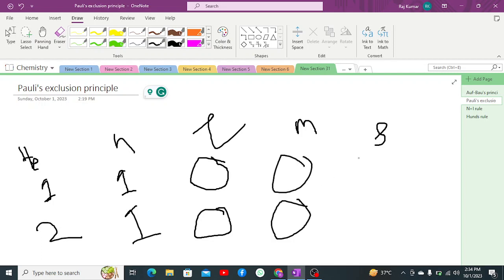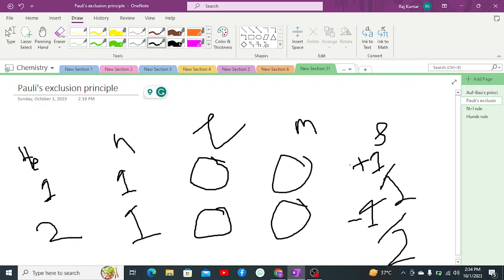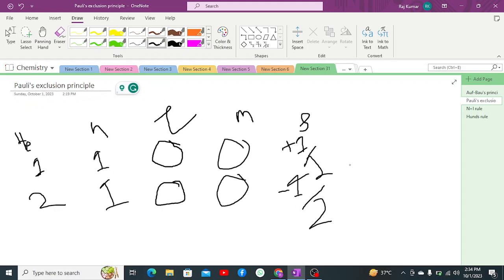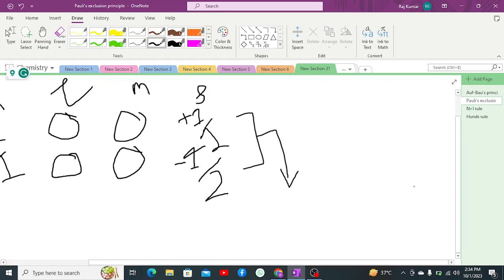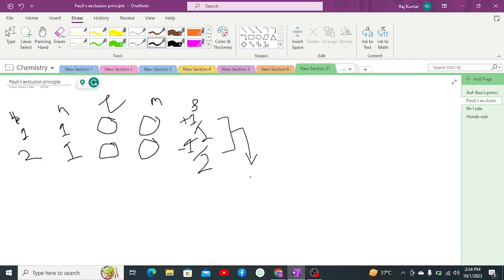But when it comes to the spin quantum number, one electron moves clockwise and the other moves anti-clockwise. So we can say that these electrons have the same principal quantum number, azimuthal quantum number and magnetic quantum number, but they do not have the same spin quantum number, because the spin quantum number of two electrons inside an orbital is always opposite.